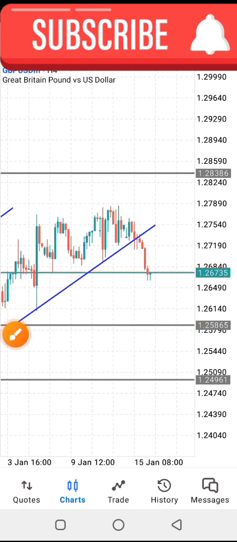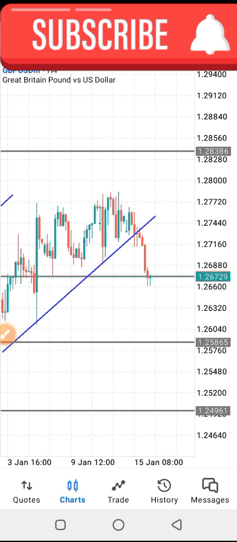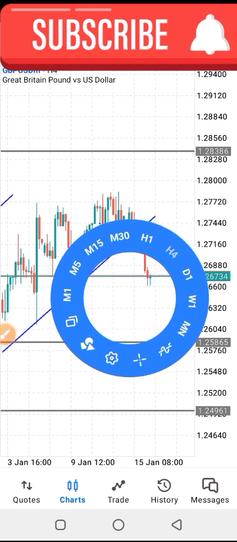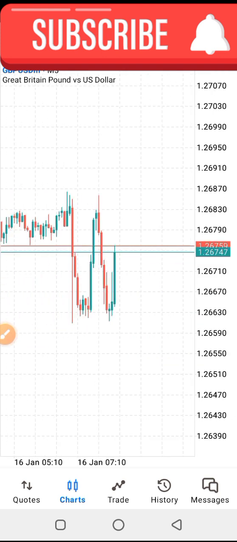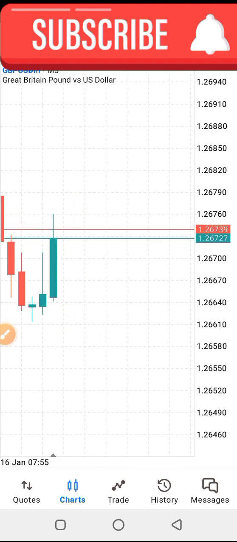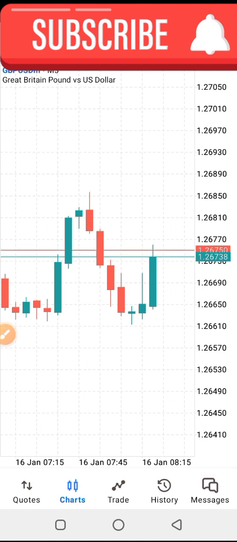Okay, so what else can we look at? Once I have my bias that everything is pointing in the downwards direction, then I go to my entry time frame. It's either going to be my 5 minutes or my 15 minutes. So let me go to my 5 minutes time frame. Then in my 5 minutes time frame, I'll look for maybe a fair value gap.